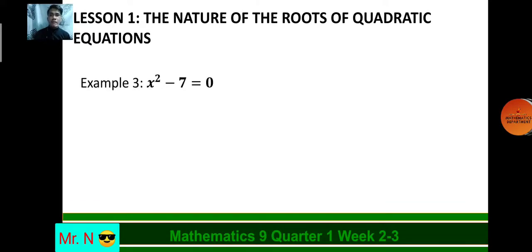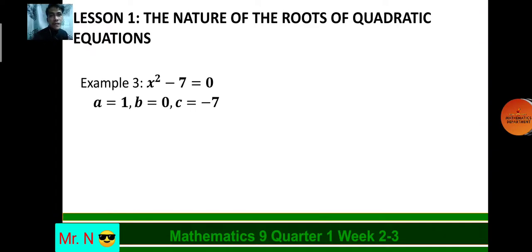X squared minus 7 equal to 0. Ito ba ay written in standard form? The answer is yes. Now let's identify the values of A, B, and C. The value of A, numerical coefficient beside x squared, and that will be 1. And as you can see naman, wala yung x. It means the value of B is 0. And then the value of C is the constant term, which is negative 7. That will be the value of C, negative 7.